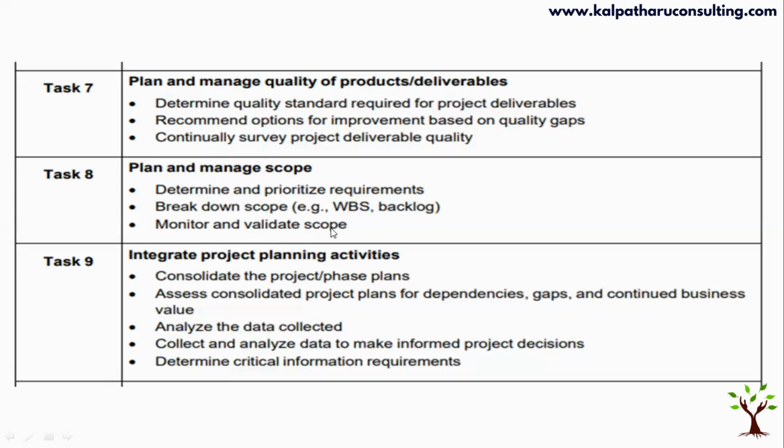Validate scope is nothing but getting customer acceptance. In agile, the entire project is divided into short intervals of 2 to 4 weeks, which we can call a sprint or iteration. So the monitoring and validating of scope happens much more frequently in the agile method, within the sprint, compared to the predictive method. And task 9, integrate project planning activities.